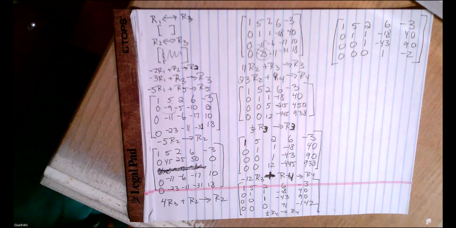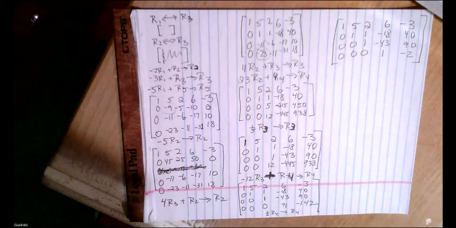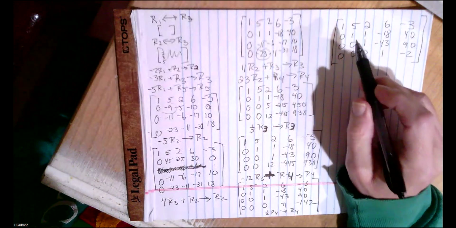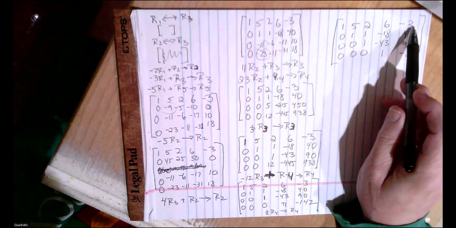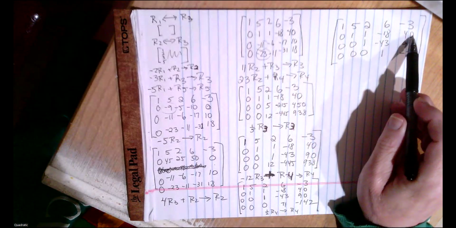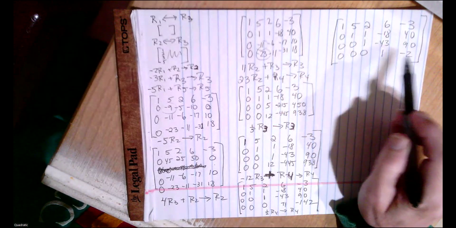Now we're almost done. I just want to remind you this matrix represents the system of equations x plus 5y plus 2z plus 6w equals negative 3. And this is y plus z minus 18w equals 40. And this is z minus 43w equals 90. And this is w equals negative 2.